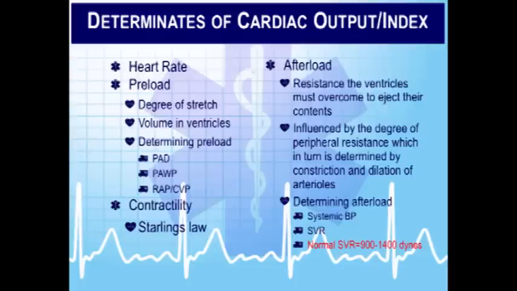So heart rate can be used to manipulate the patient's cardiac output. That's one thing. Preload. We've been talking about that now for about a good hour. That's the amount of stretch on the ventricles, either the right or the left ventricles. And we determine that by looking at right atrial pressure, CVP, or pulmonary artery diastolic pressures. So preload, the amount of stretch, is another influencing factor on the patient's cardiac output, cardiac index.